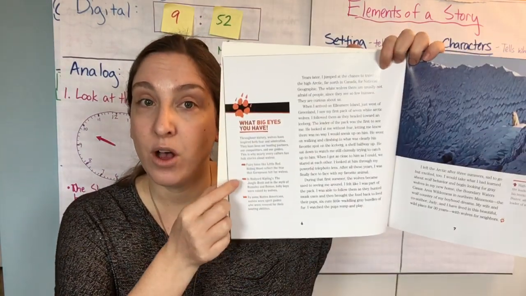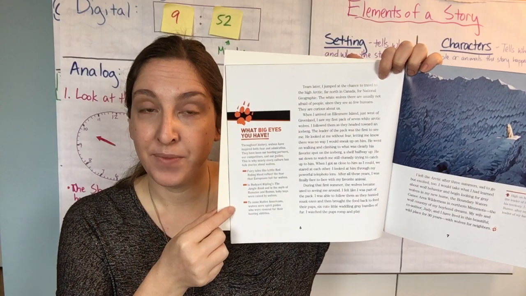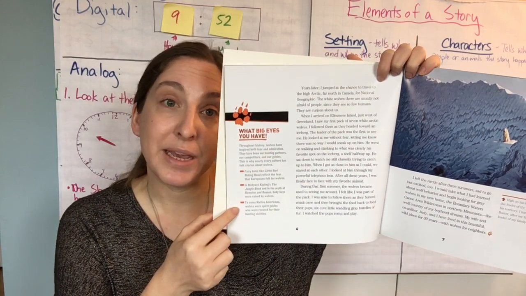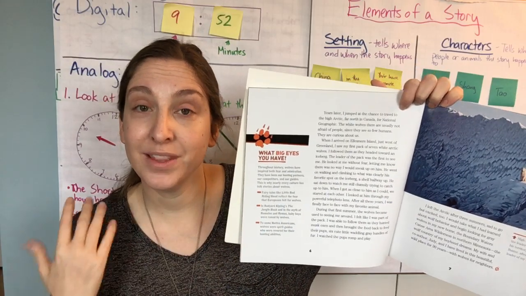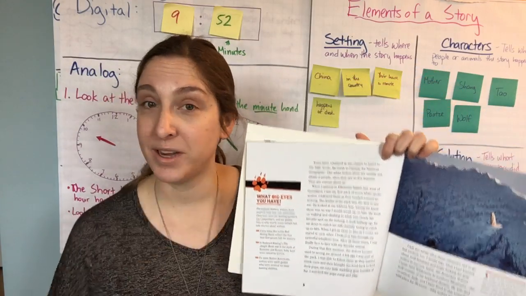It's got what we call bullet points here. Each bullet point is going to be a different fact. That's another text feature in this information book. Let me keep going and look for maybe one more kind of text feature.